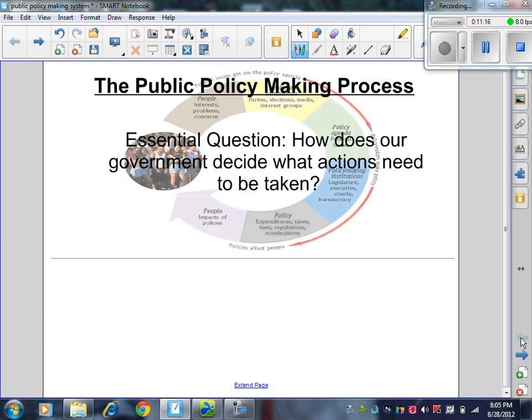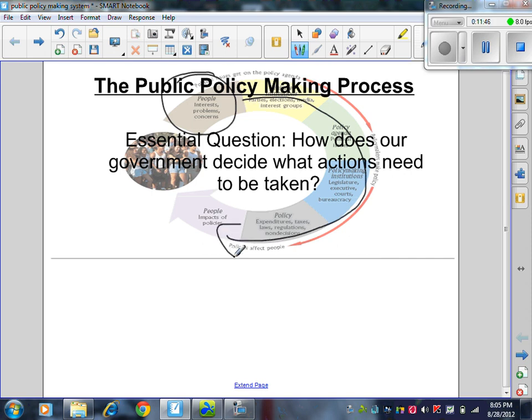How does our government decide what actions to take? I want you to think about answering this question real quick, and think about the fact that, first of all, the government decides where the process begins. That's the first way you can answer this question. The answer is the process starts with the people. People communicate their concerns. Eventually those concerns get to the agenda of the government, and then the government makes decisions.